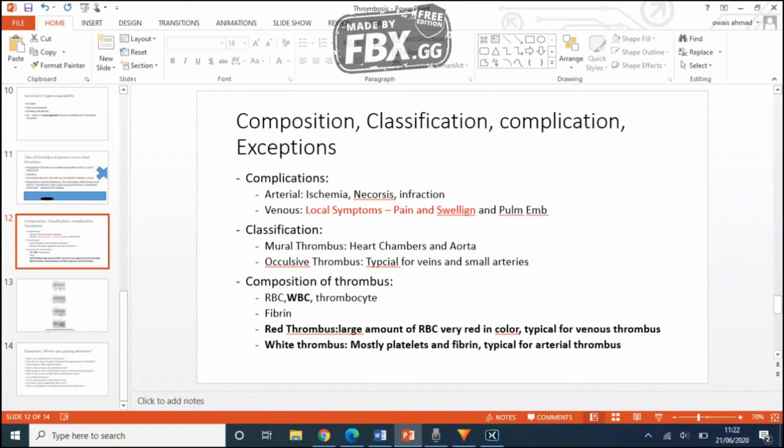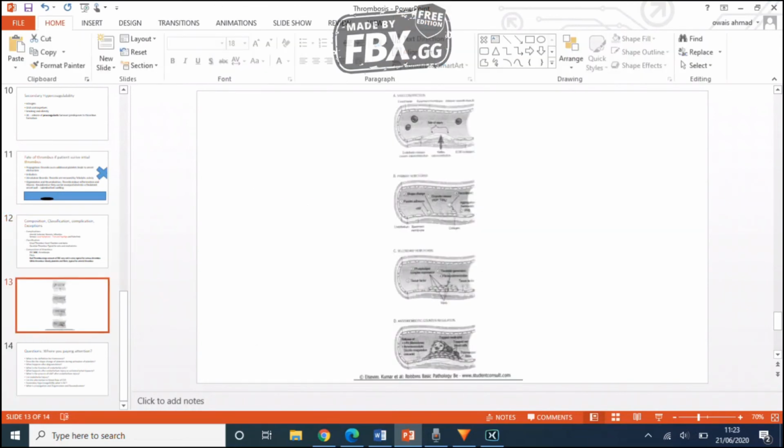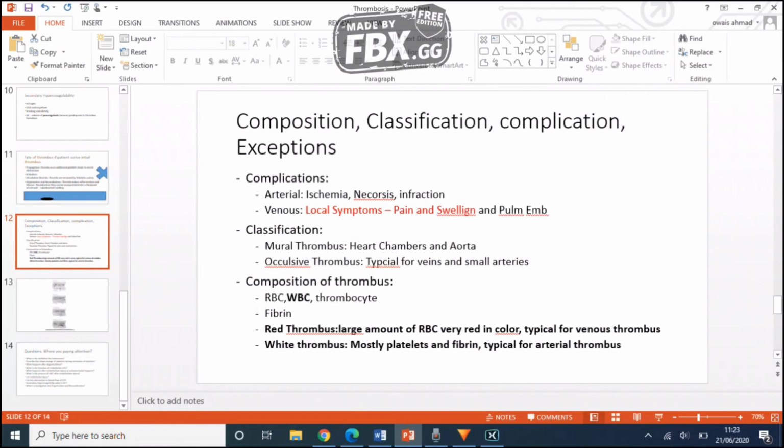Then there can be red thrombus and white thrombus. Red thrombus contains red blood cells, which is the red color, and then white thrombus is typical for when you have fewer red blood cells, mostly platelets and fibrin. So what's the difference in red thrombus?